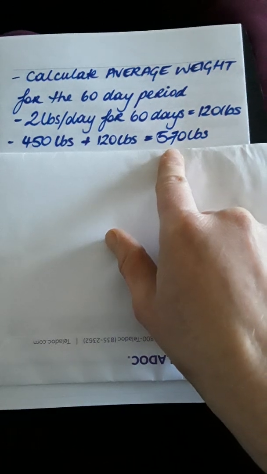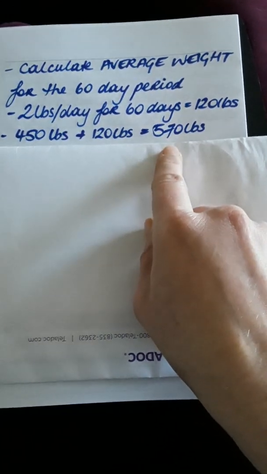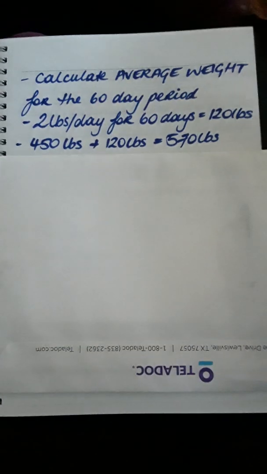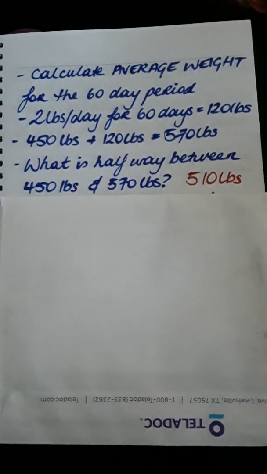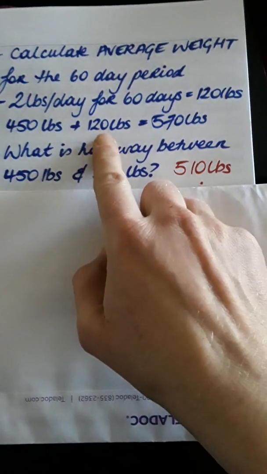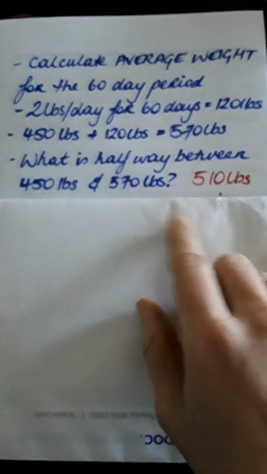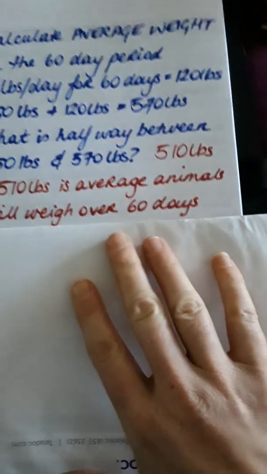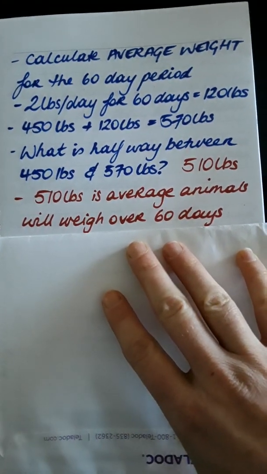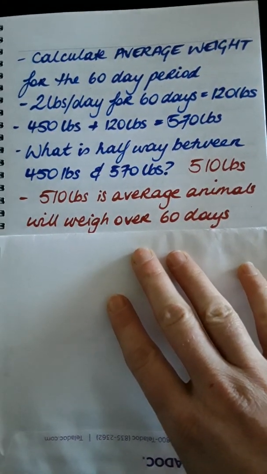So what you want is the halfway point between 570 pounds and 450 pounds. So what you really just want to do is halve the gain. So the halfway point between 450 pounds and 570 pounds is 450 pounds plus half of what they're going to gain, which is 60. So it's 510 pounds. So 510 pounds is the average that your animals are going to weigh over the 60-day period.